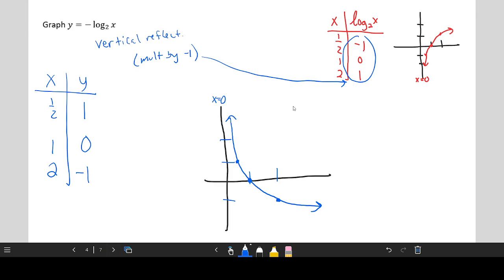Similarly here, the input is still just x, so the domain is going to be the same as it was for the basic log function. The graph is still entirely to the right of that asymptote x equals 0.